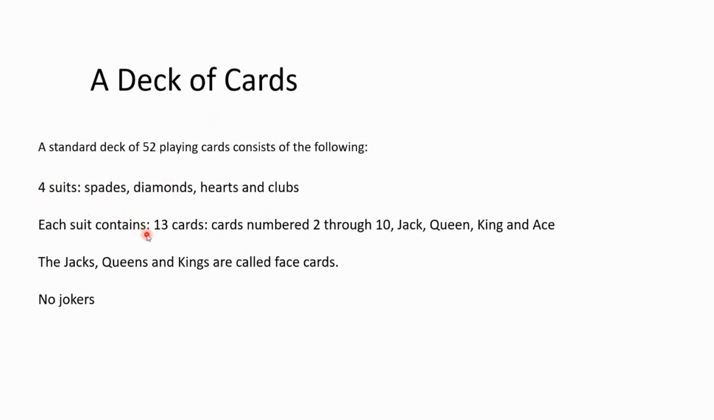The cards in each suit, there are cards numbered 2 through 10, you know, 2, 3, 4, and so on, up to and including 10. And there's also in each suit a jack, a queen, a king, and an ace. Hence, in each suit, there are 13 cards. The jack, the queen, and the king are just called face cards. So altogether, there are 52 cards to play with.